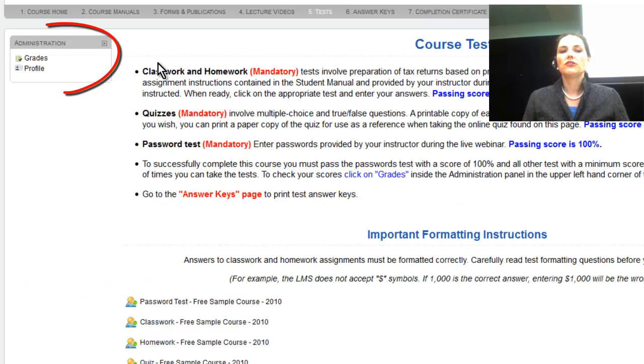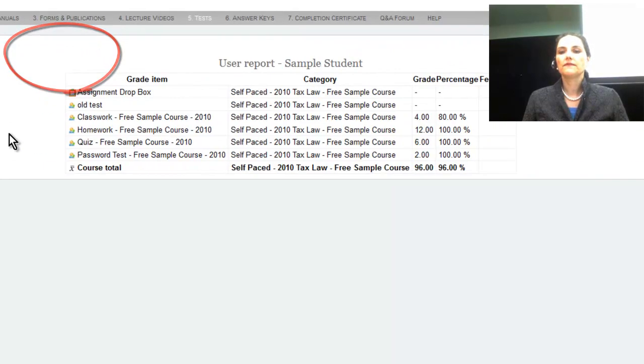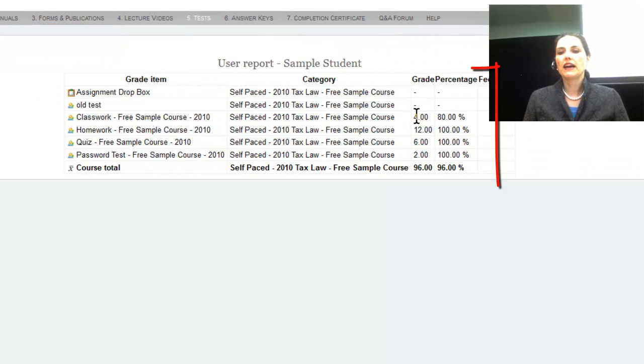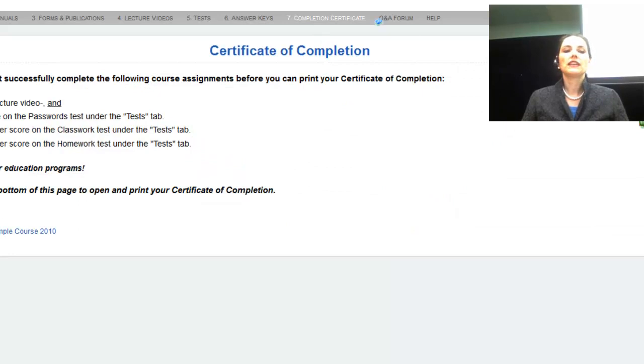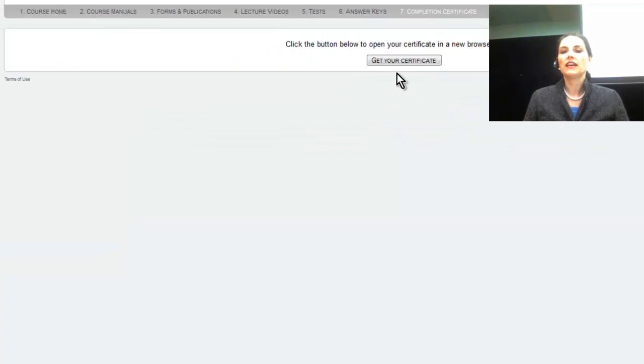If you would like to be able to check on your grades for all tests simultaneously, you can do so by clicking on the grades box. Here you can see that I have passed all of the tests, 80% on classwork, 100% on all other tests. I am ready to print my certificate of completion now. So I go to the Completion Certificate tab, click on the Completion Certificate, and now I can open the certificate.